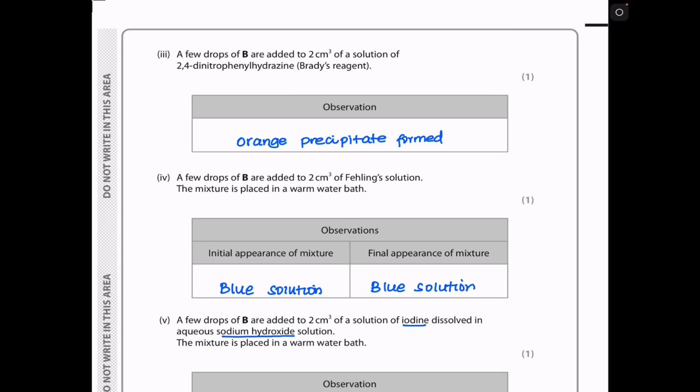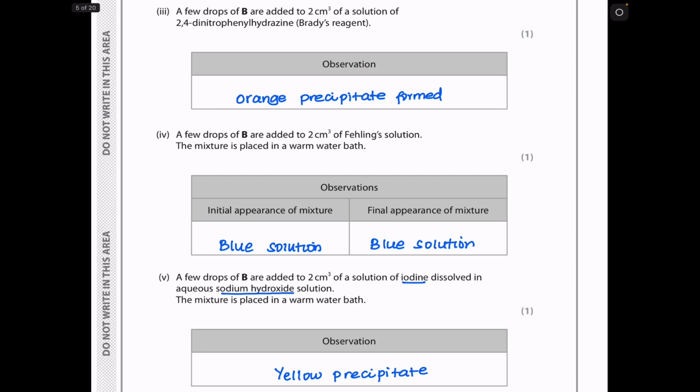The next part says a few drops of B are added to 2 cm³ of a solution of 2,4-dinitrophenylhydrazine, which is Brady's reagent. They want us to write the observation. Brady's reagent is used to test for presence of carbonyl compounds, and since in compound B there is a ketone functional group, an orange precipitate is going to be formed due to presence of a ketone.